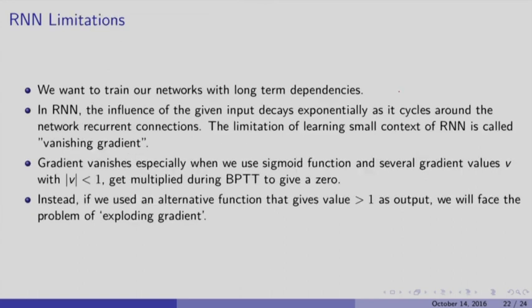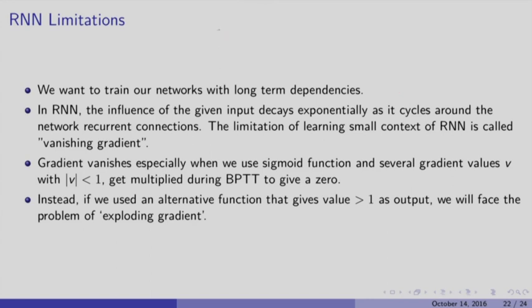So a limitation of RNN is that when we train our networks with long term dependencies, the backpropagation through time leads to something called the vanishing gradient.